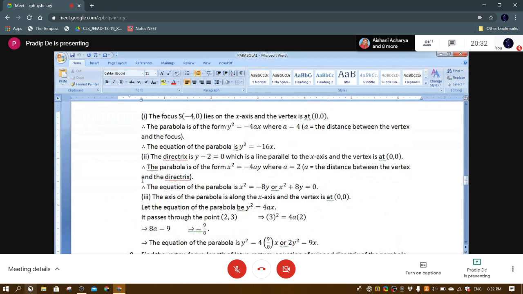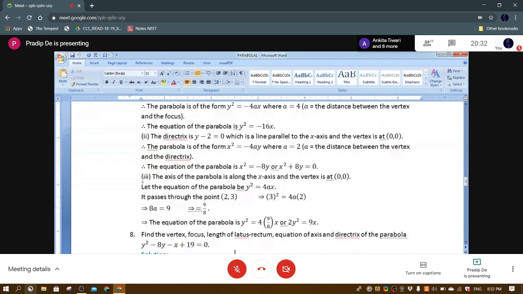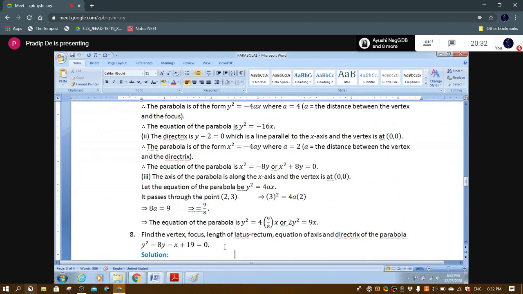Next question. Find the vertex, focus, length of latus rectum, equation of axis, directrix of the parabola. First copy the question, then I'll explain.